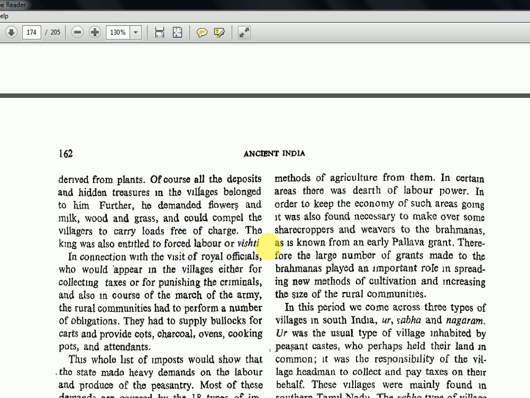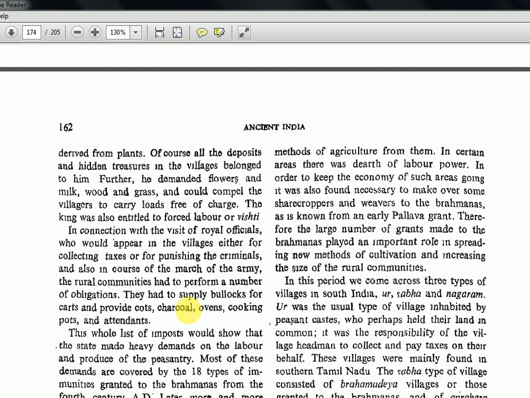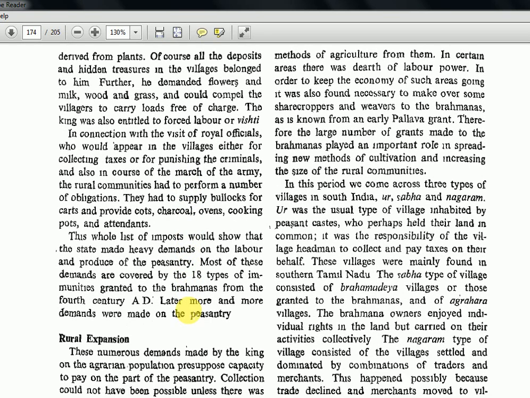Forced labor means vishti. In connection with the visit of royal officials, who could appear in the villages either for collecting taxes or punishing criminals, and also in the course of the march of the army, the rural communities had to perform a number of obligations. They had to supply bullocks for carts and provide carts, charcoal, ovens, and cooking pots. So overall, this side heading was about the role of peasantry. With the taxing, the forced labor, and all this resource collection, the peasantry had a major role, and they did not have a luxurious or peaceful life. They were contributing to everything.